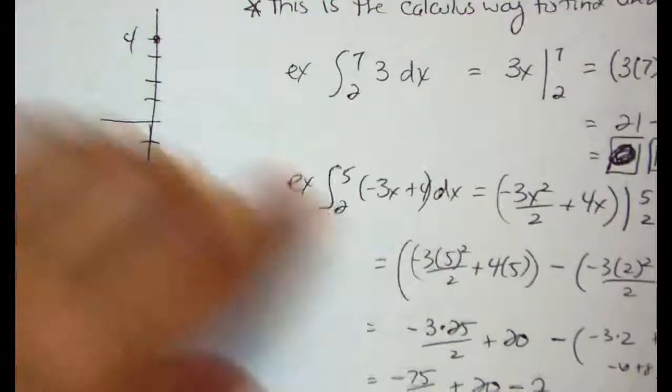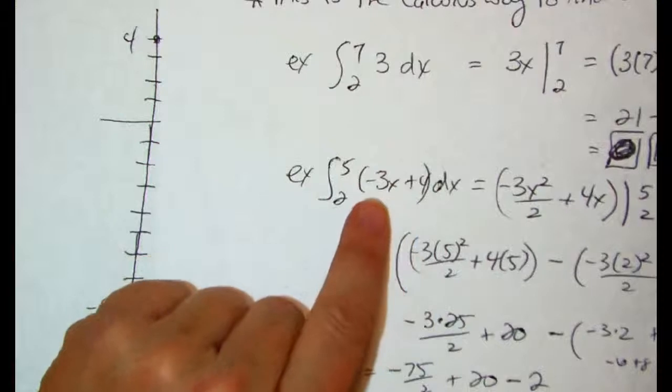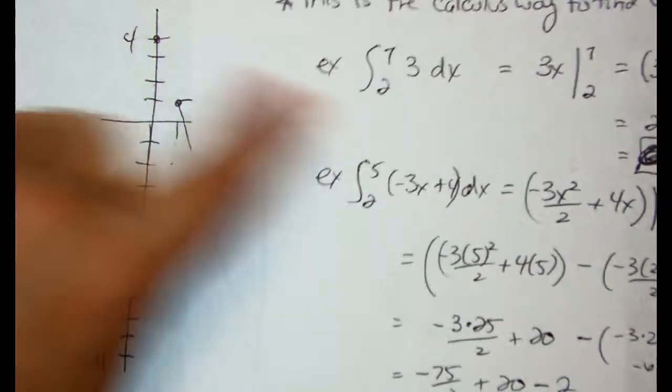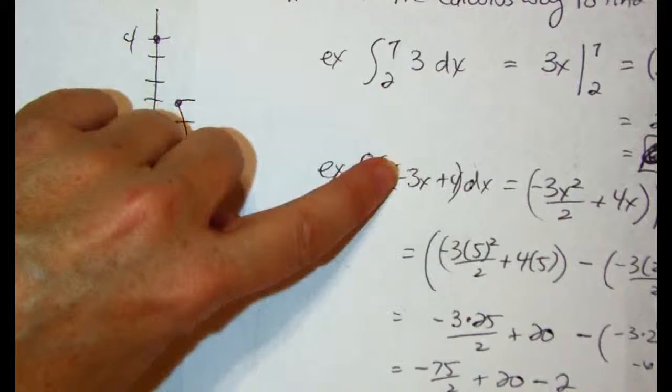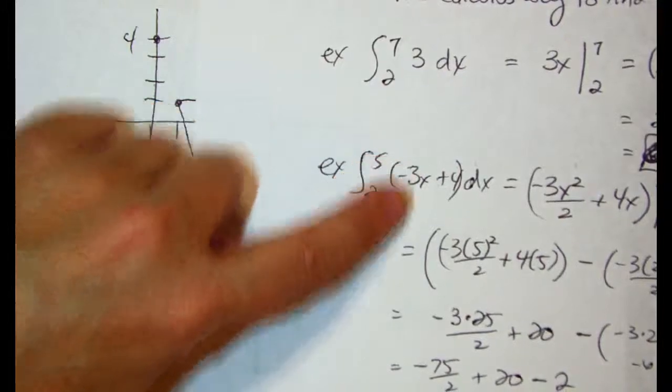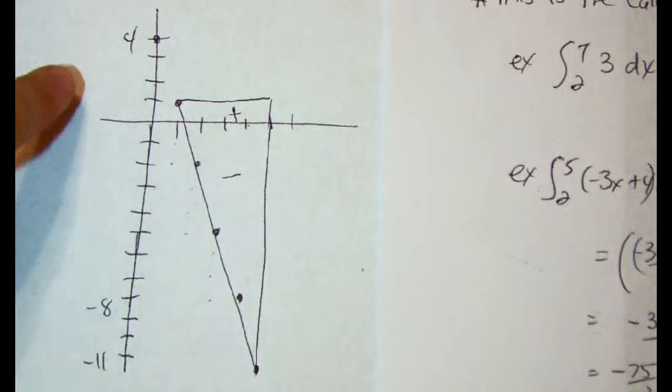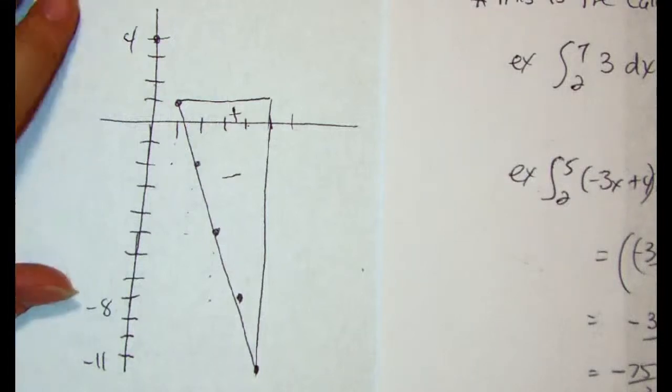Again, the equation was negative 3x plus 4. It's a line. The y-intercept is 4, and the slope is negative 3. In fact, it's negative 3 over 1, and we want it from 2 to 5. So 1, 2, 3, 4, 5. So actually here, 2 to 5.